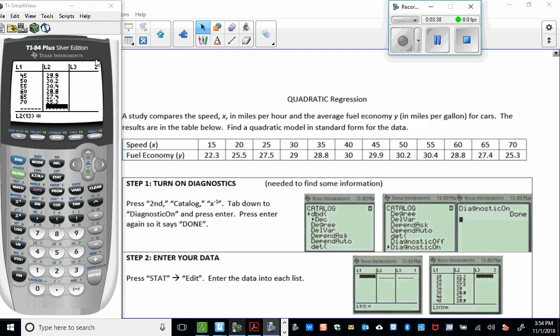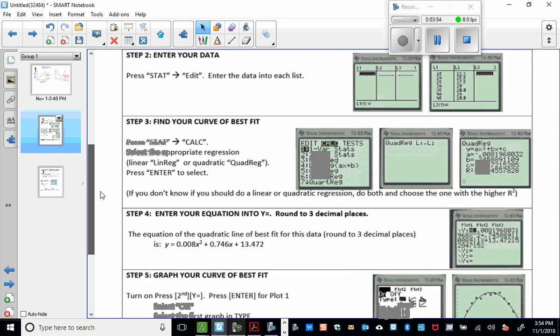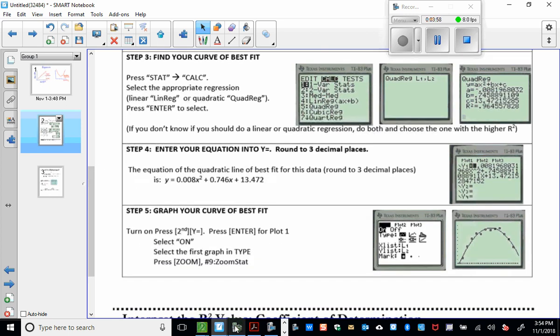Okay, I've just entered all the data into L1 and L2. Notice that I didn't stop at 45. The screen makes it look like you're supposed to stop. I entered all the data all the way to 70 in L1 and L2. Okay, now I'm going to go on over here. I'll bring my calculator right back into step 3, finding the curve of best fit.